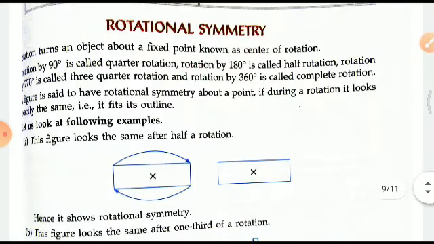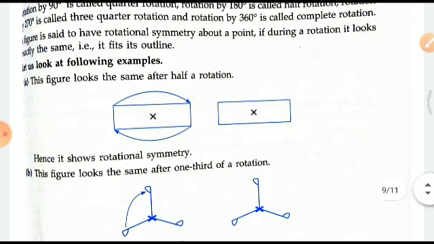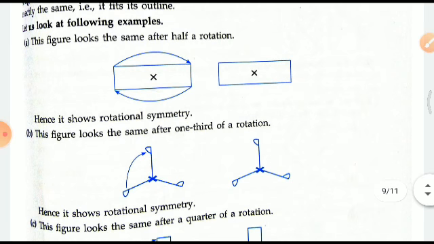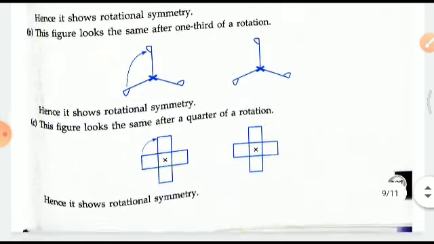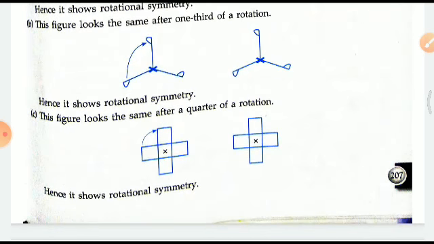Rotational symmetry. Rotational symmetry is when an object turns about a fixed point, known as the center of rotation. 90 degrees is called quarter rotation. Rotation of 180 degrees is called half rotation. Rotation by 270 is called three-quarter rotation. And rotation by 360 is called complete rotation. See here, when we rotate this figure, it looks exactly the same. Right? So this is about rotational symmetry.